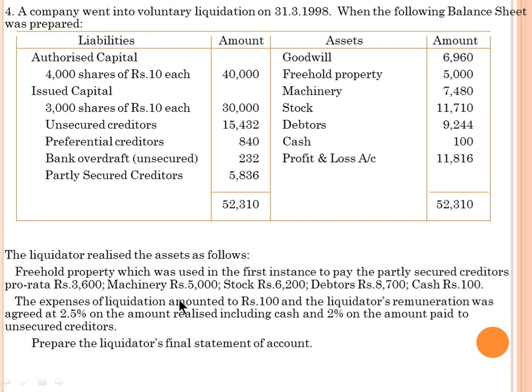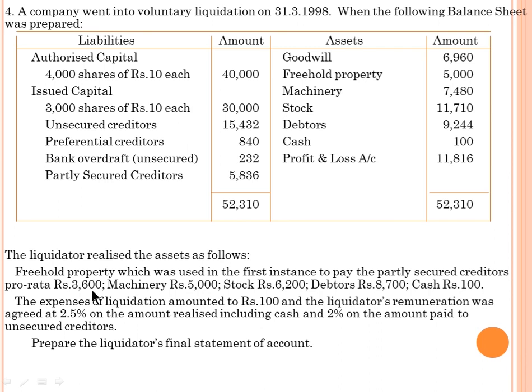The expenses of liquidation amounted to rupees 100 and the liquidator's remuneration was agreed at 2.5% on the amount realized including cash, and 2% on the amount paid to the unsecured creditors. So whenever 2% on the amount paid to unsecured creditors is given, by default we also take the preferential creditors. So here, prepare the liquidator final statement of account.